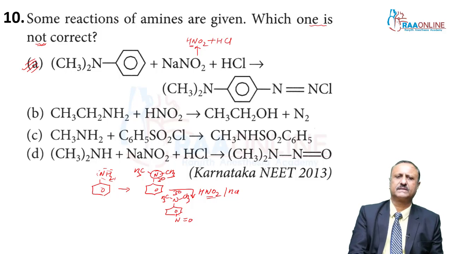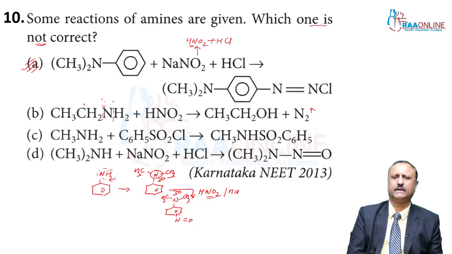Now we can discuss option B. When HNO2 reacts with aliphatic amines, the nitrogen is removed as nitrogen gas and OH is attached to the carbon atom, so ethanol is formed. This is correct. Here methylamine reacts with benzene sulfonyl chloride, C6H5SO2Cl, to give N-methyl sulfonamide. This is also correct with a primary amine.